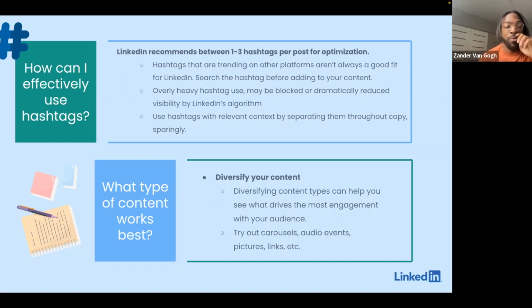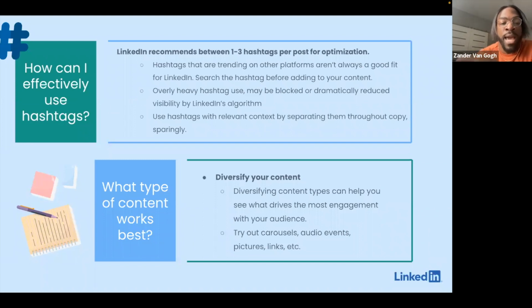So a couple other things that I wanted to touch on before we get to more Q&A. How can I effectively use hashtags? We recommend using 1 to 3 hashtags per post for optimization. If you use too many, it kind of confuses how you want the algorithm to distribute the content. So find the 3 that make the most sense for your posts. Hashtags that are trending on other platforms, again, aren't always a good fit for LinkedIn. Search the hashtag and see what people are talking about around it before adding it to your content as a key step.